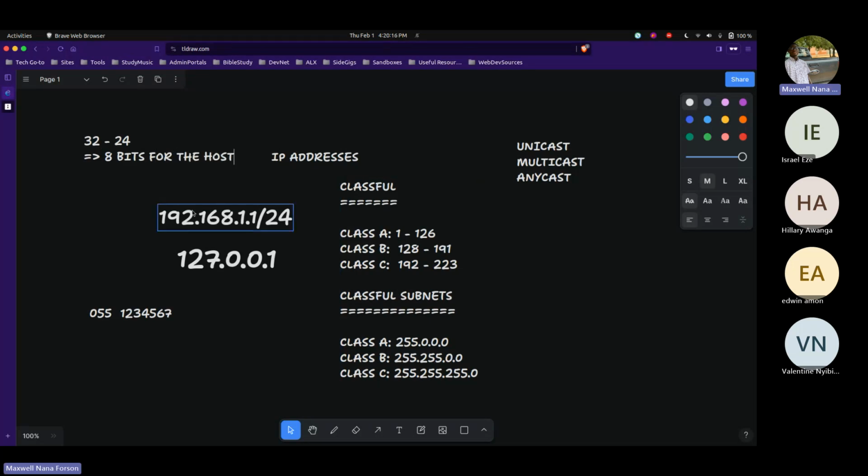Okay. So just to confirm that you are getting what I'm saying so far, let's do this. Let's say I have an IP address of this range, let's say 12.1.1.40, right? So if I have an IP address like this, which class would I be in at this point?